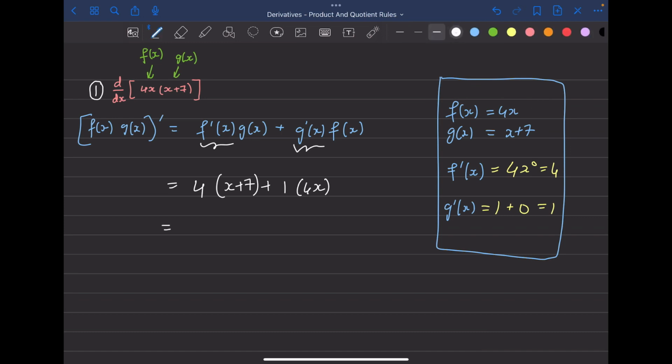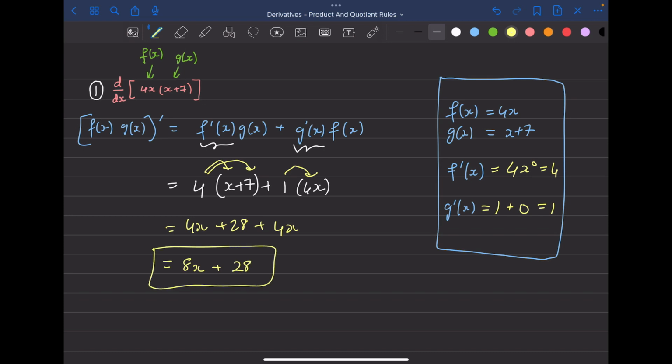And then from here, this is the easiest step that you can ever do. Basically just multiply and simplify. So 4 times x is 4x. 4 times 7 is 28. Plus 1 times 4x is just 4x. And then combining 4x and 4x together, we get that the answer is equal to 8x plus 28. And we are done. It is that easy.